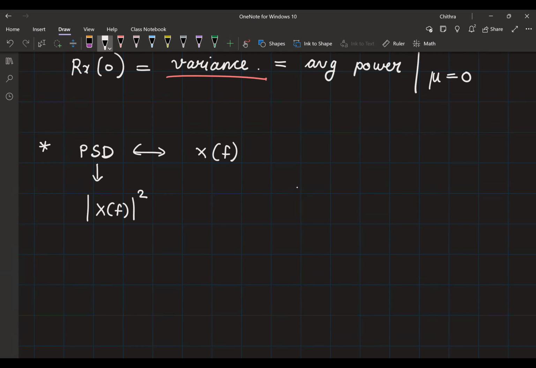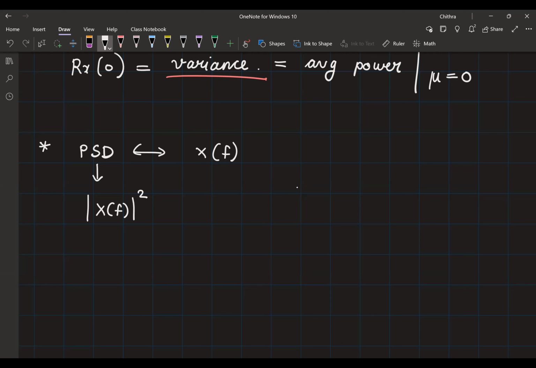From PSD, I can only get the magnitude information. I don't have this angle information, which is why I cannot completely determine the Fourier transform from the PSD. And because I don't have the angle information, so I get only the magnitude information, I can't reconstruct the time domain signal, right? So now I could either deal with PSD or the absolute magnitude of the Fourier transform.